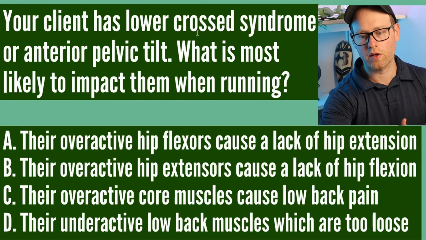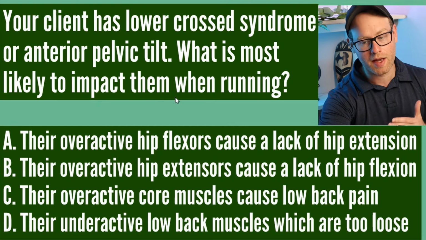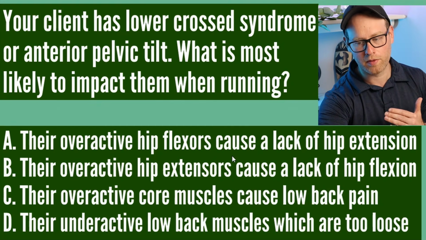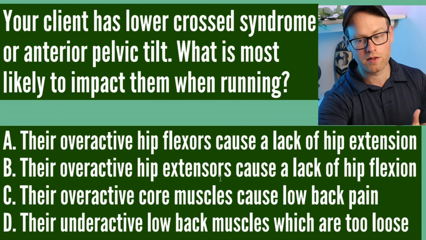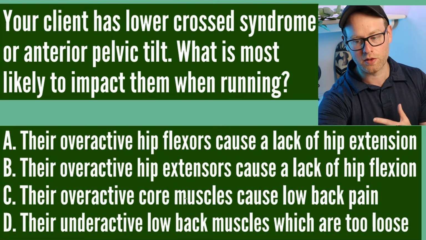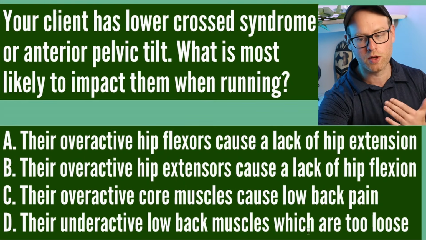So your client has lower cross syndrome or anterior pelvic tilt. What is most likely to impact them when running? A, their overactive hip flexors cause a lack of hip extension. B, their overactive hip extensors cause a lack of hip flexion. C, their overactive core muscles cause low back pain, or D, their underactive low back muscles which are too loose.